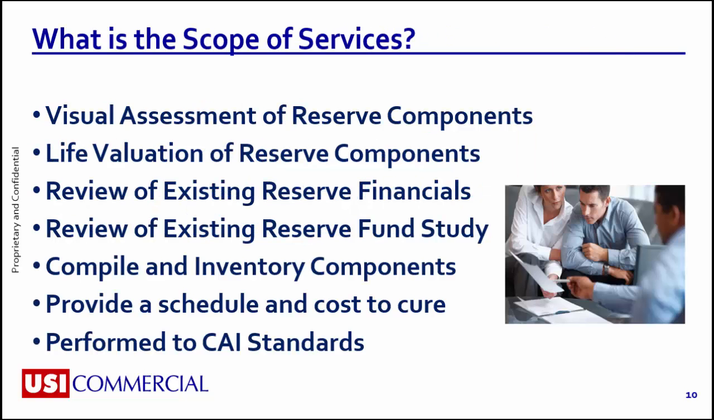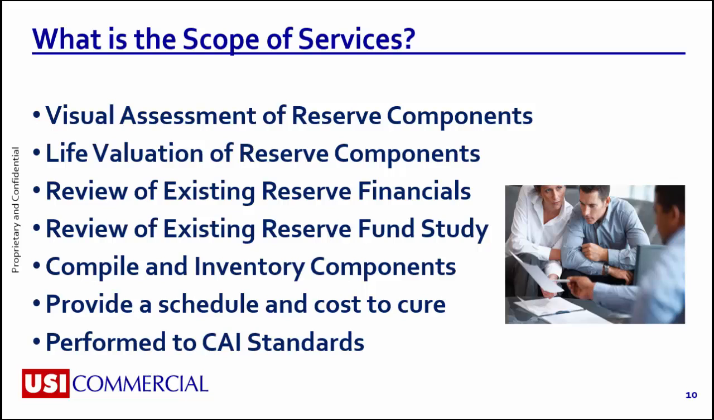A reserve component is an item that is the responsibility of the association to maintain. It has a limited useful life, for reserve purposes less than 30 years, a predictable remaining useful life, typically occurs on a cyclical basis that exceeds 1 year, and costs above a minimum threshold amount. An operating expense is typically a fixed expense that occurs on an annual basis, as well as general repairs and maintenance.